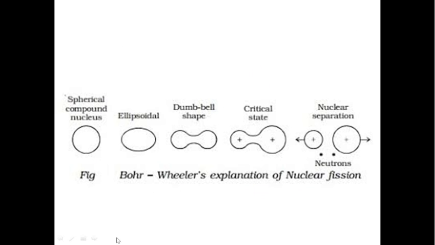One more image I can give you, this will give you a better idea. You can see that here in two dimensions it is a circle, but you know that it's a sphere getting converted into an ellipsoid, and the ellipsoid finally getting distorted to a dumbbell shape. From the dumbbell shape there is a distortion.